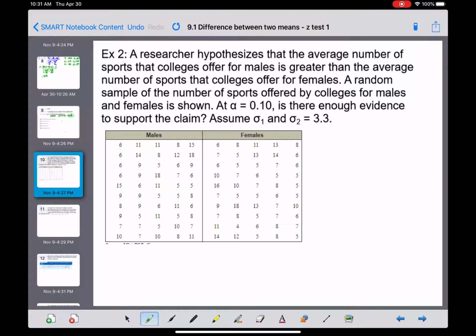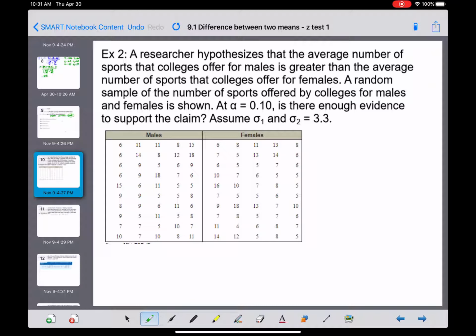Okay, so here is our next example. A researcher hypothesizes that the average number of sports that colleges offer for males is greater than the average number of sports the colleges offer for females. A random sample of the number of sports offered by colleges for males and females is shown. At alpha equals 0.10, is there enough evidence to support the claim? Assume sigma 1 and sigma 2 are equal to 3.3.